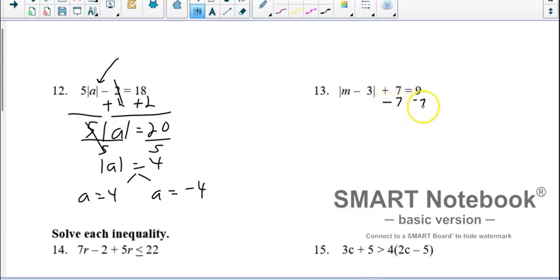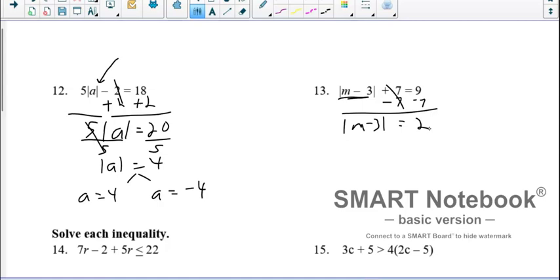Now in 13 there'll be another step. So we're going to minus 7 again, just like we did before, to get the absolute value alone. But notice the absolute value over here is a binomial, not just a letter or variable. So when we do this, we still have the absolute value. Do not throw away these absolute value bars too early. It is a very common mistake to say m minus 3 equals 2, but it's not.